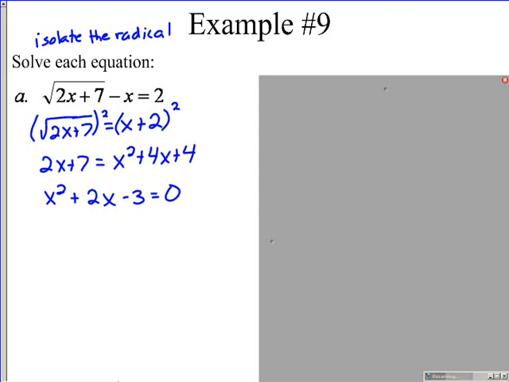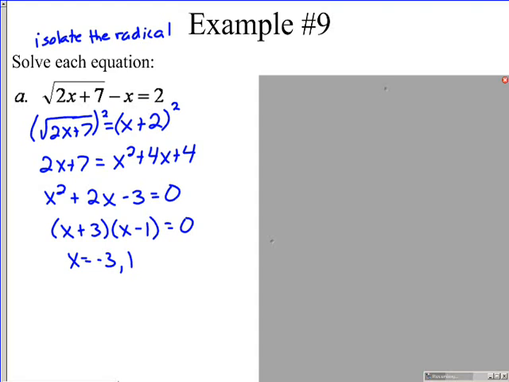Quickly look at this and see if you can factor it. If not, use the quadratic formula. This is factorable. X plus 3 and x minus 1. Set each of those factors equal to 0, and we get x to be negative 3 and 1. Just like earlier in the appendix sections when we had to check for extraneous roots when we had a variable in the denominator, we also have to check for extraneous roots when we have a variable underneath a radical.